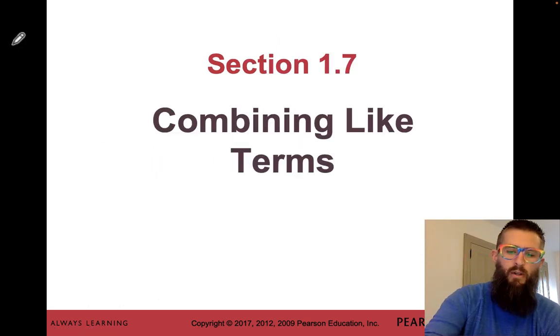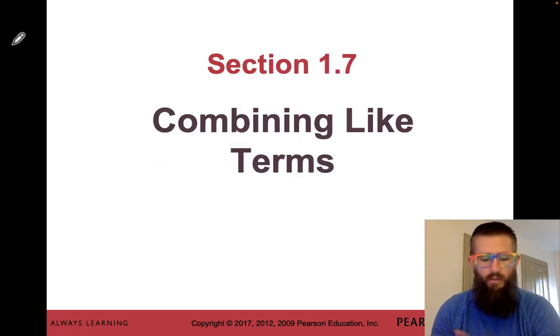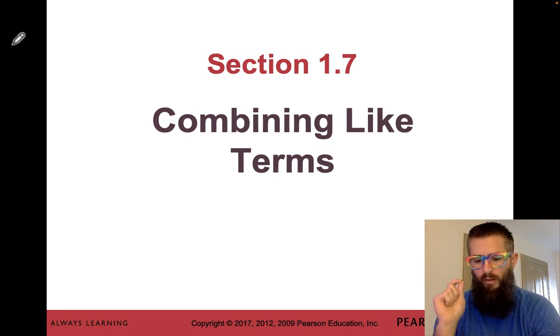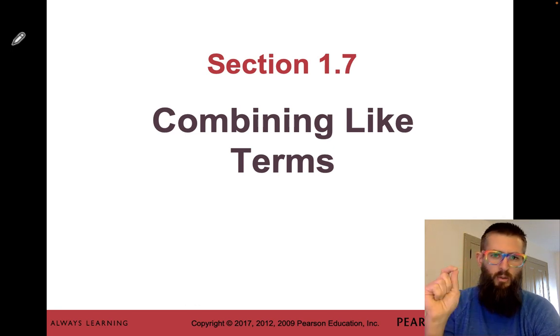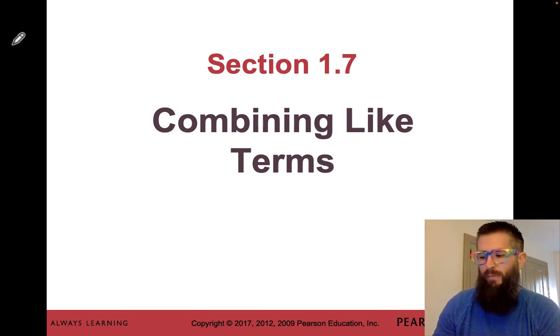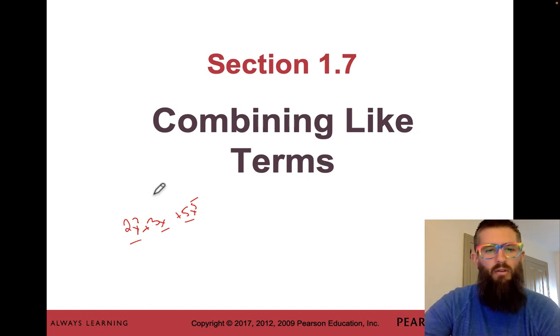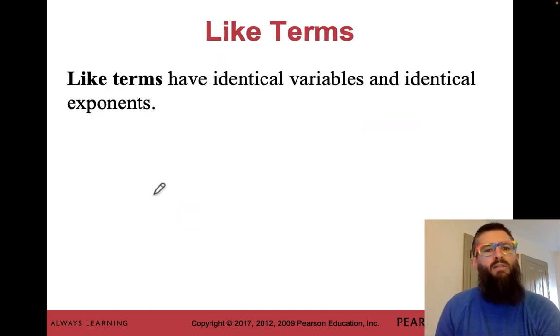So when we're talking about like terms, we're really thinking about terms that contain the same variable part. And we want to be very specific when we're talking about variable part, because what we're really looking for are terms that have the same variable with the same power. Because we could have something like 2x squared plus 3x plus 5x to the fifth. And these all have the same variable part, but they don't have the same power, so we wouldn't consider these like terms.